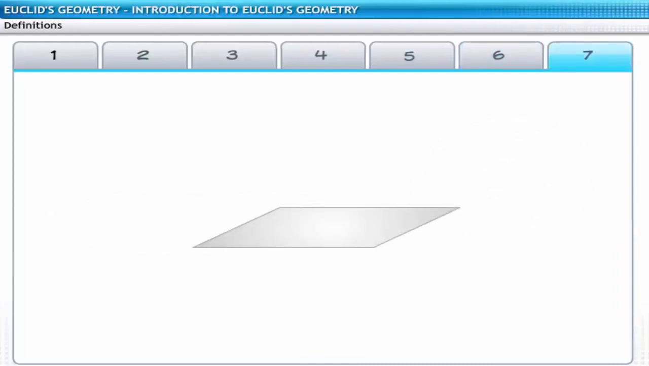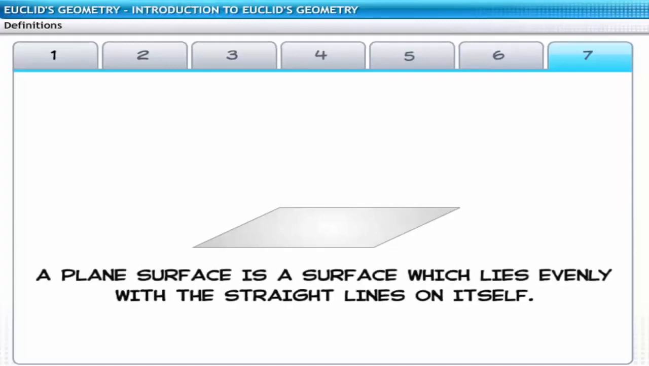So far we have seen what Euclid said about points and lines. Now let's see what he says about a surface. The seventh definition states that a plane surface is a surface which lies evenly with the straight lines on itself.